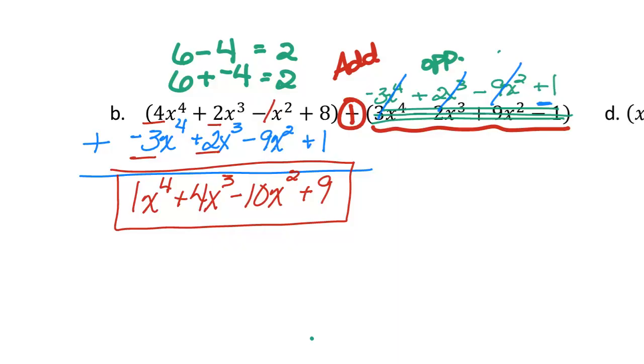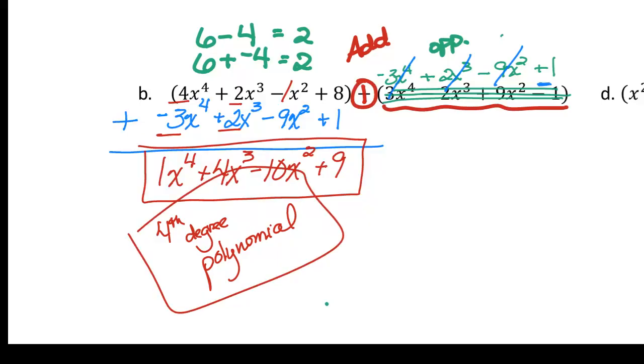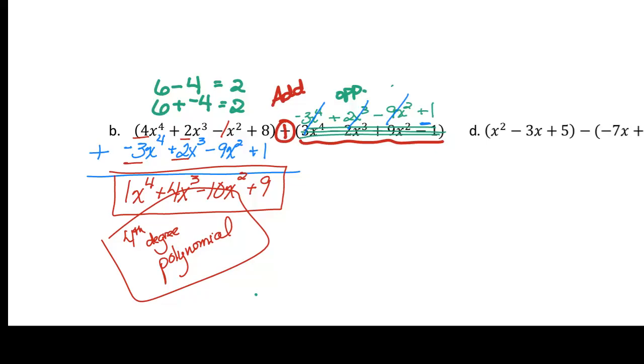So 1x to the 4th plus 4x to the 3rd minus 10x squared plus 9. What's the degree and name of this expression? It is a fourth degree what? Monomial, binomial, trinomial, or polynomial? Polynomial, yes. Once you get over 3, they all are just polynomials. All right. Fourth degree polynomial. Excellent. Okay, next question. Who's got it?